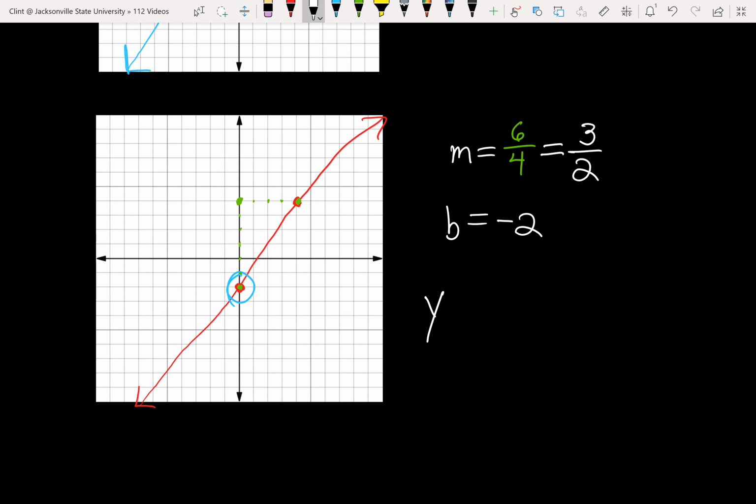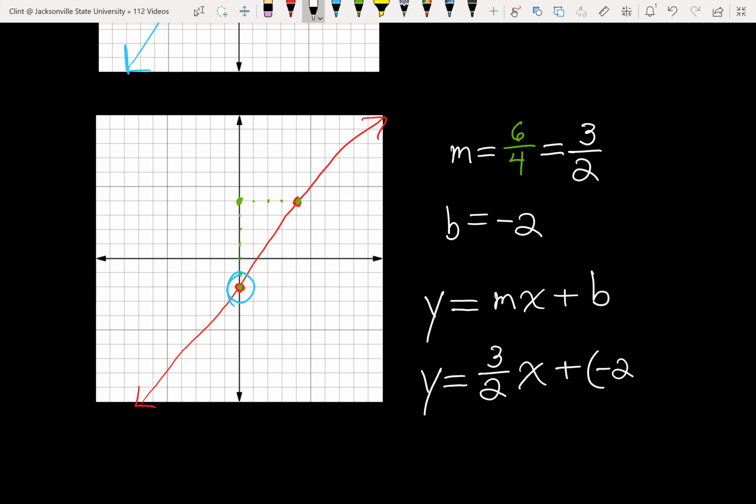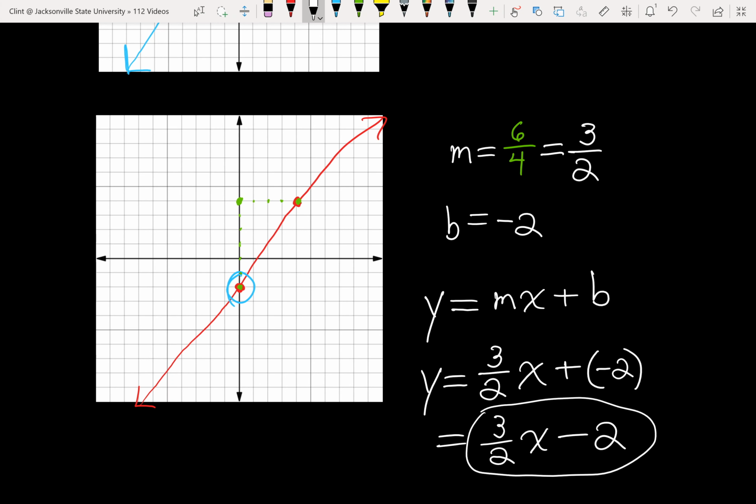Okay, so what's the equation of my line? That's y equals mx plus b, and then we're going to plug in for m and b. So y equals 3/2 times x. That's okay for it to be a fraction. And then plus -2, or we don't have to write it that way. We can write it 3/2x minus 2. So there's the equation of my line in slope-intercept form.